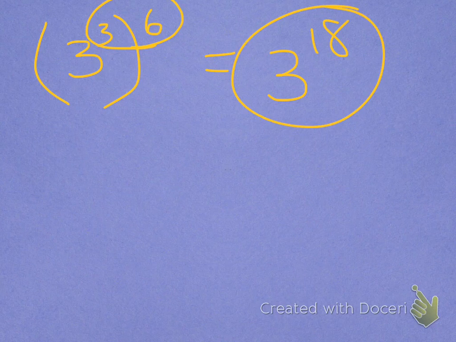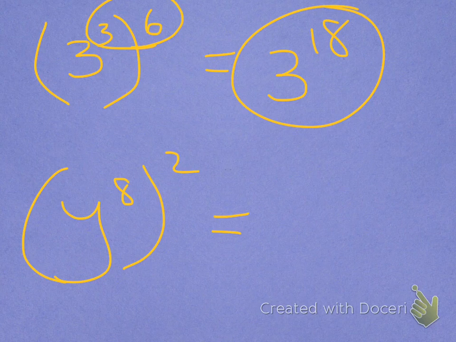You just multiply them. So let's do it in variables. Let's do y to the 8th, squared. Then you do y to the 16th. Very good. Okay. I see some on your homework here that have 2 different kinds of negatives.